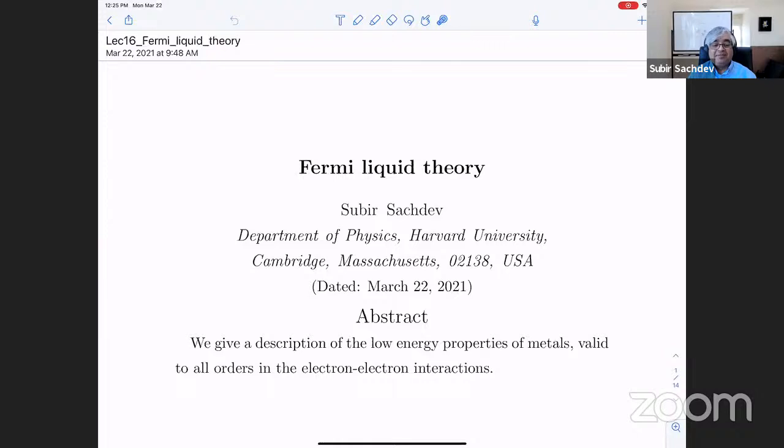But perhaps I can state that the low energy properties just depend on a few numbers. And from those numbers, I can predict many different experimental observables. For this to be useful, of course, the number of observables should be greater than the number of fitting parameters, or the number that characterize the low energy theory. And that is indeed the case, and that's what Fermi liquid theory is.